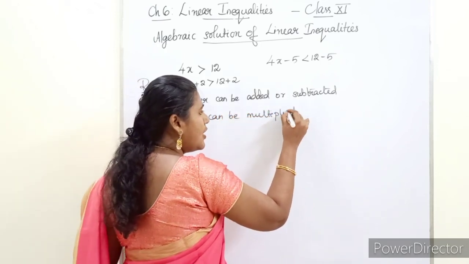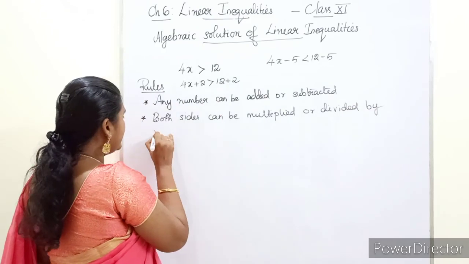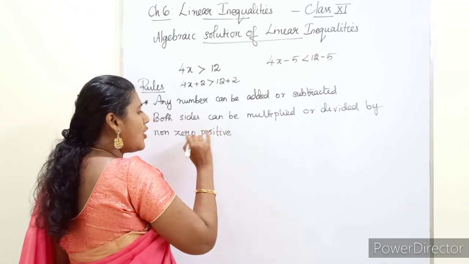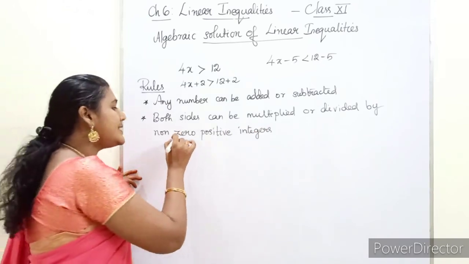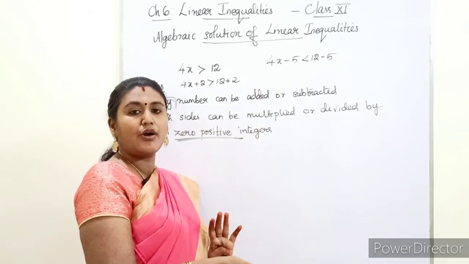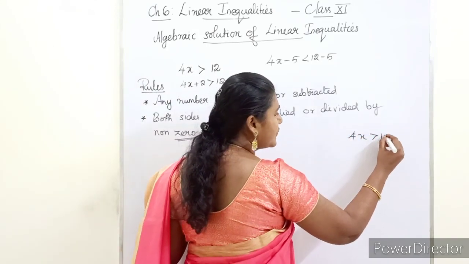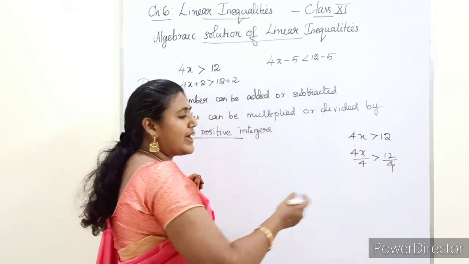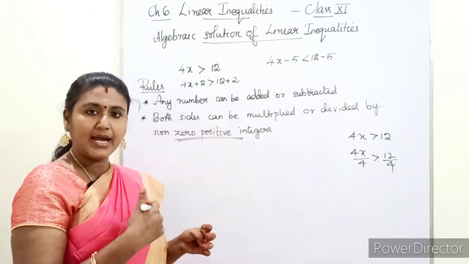Okay, multiplied or divided by a non-zero positive integer. So I can multiply or divide both sides of the inequality by any non-zero positive integer. This is very important. With a positive number, I can multiply on either side of the inequality, or I can divide also. For example, 4x is greater than 12, so I can divide both sides by 4. Since 4 is a positive integer, I can divide both sides of the inequality by 4, or I can multiply both sides by any number.